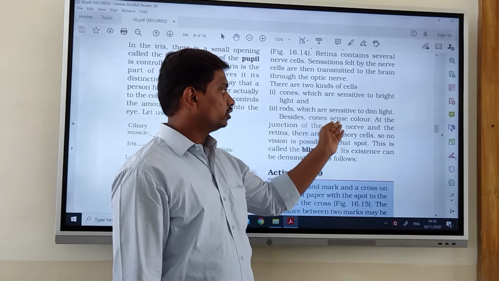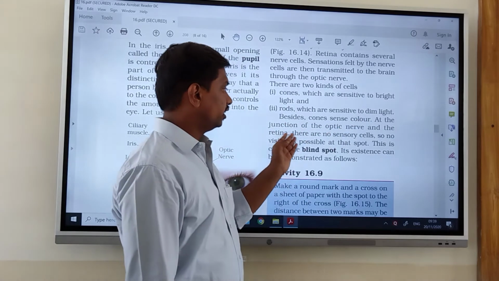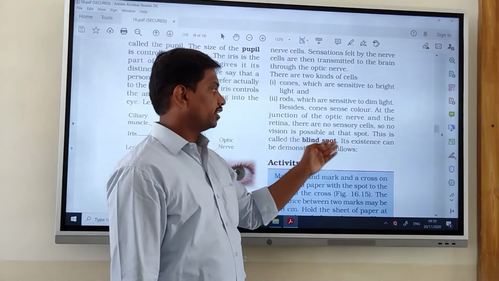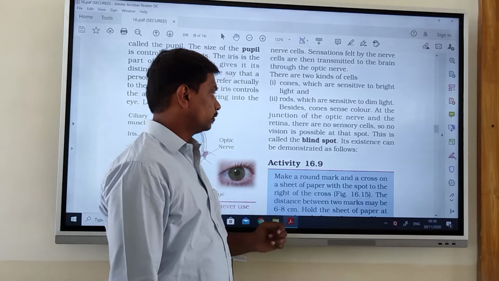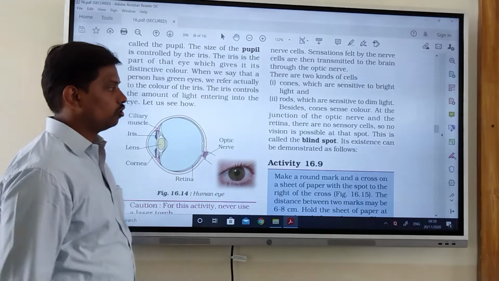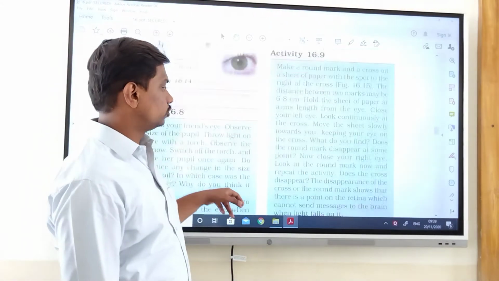At the junction of the optic nerve and the retina there are no sensory cells, so no vision is possible at that spot. This is called the blind spot. Its existence can be demonstrated as follows.